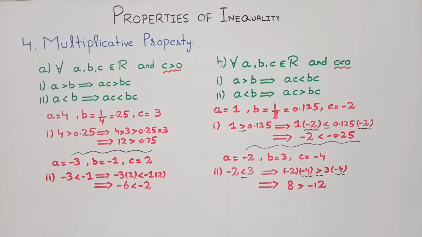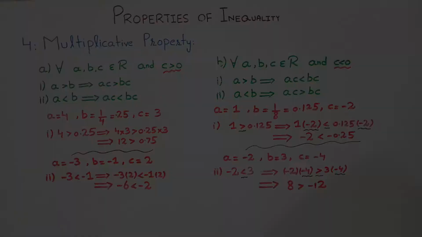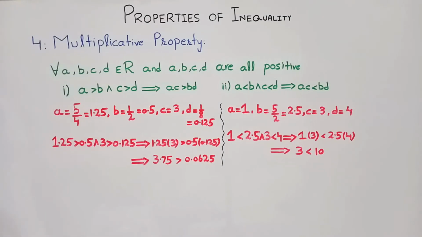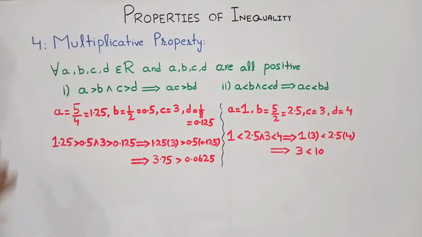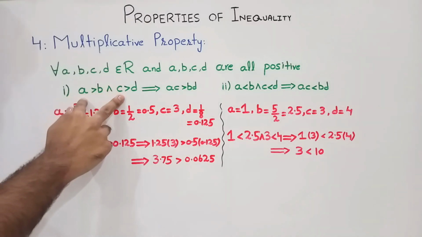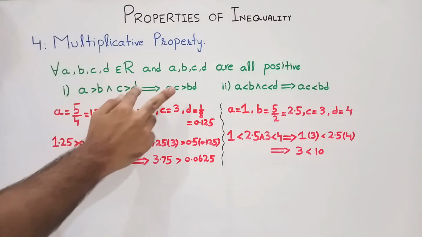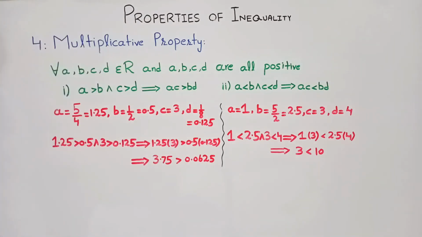Let's move towards the third part of the multiplicative property. The third part of the multiplicative property also has two conditions. Let's say we have four real numbers A, B, C and D, and there is one condition for these four real numbers, and that is all the four real numbers should be positive. Now let's talk about the first condition. The first condition says the product of two greater numbers would always be greater than the product of two smaller numbers.